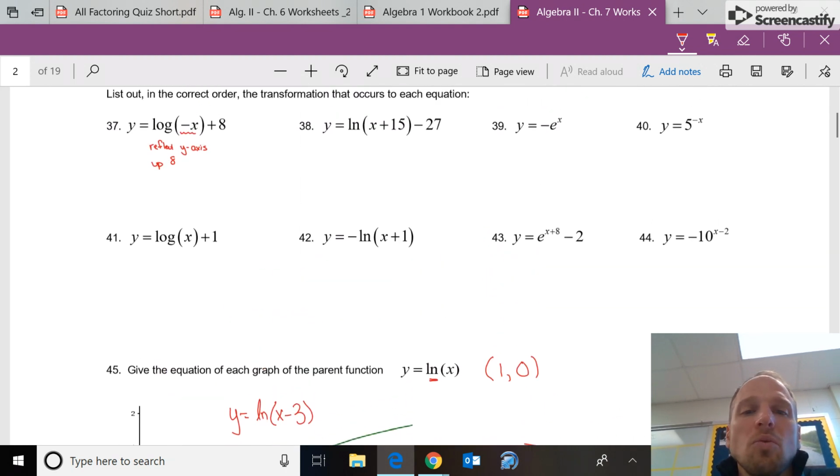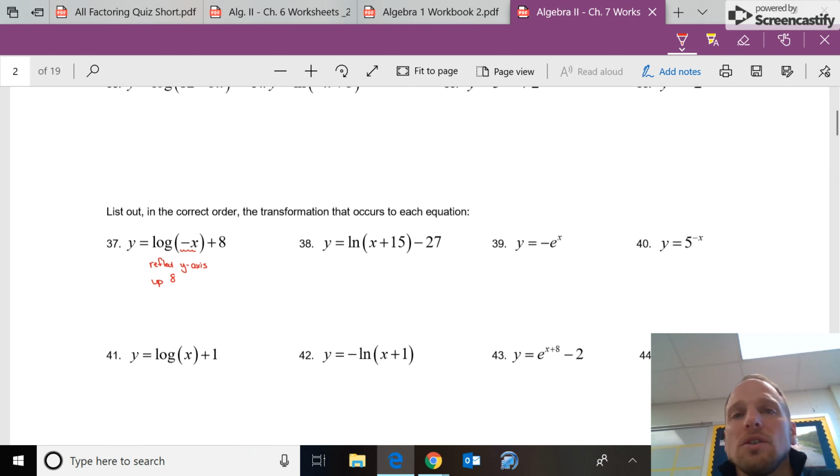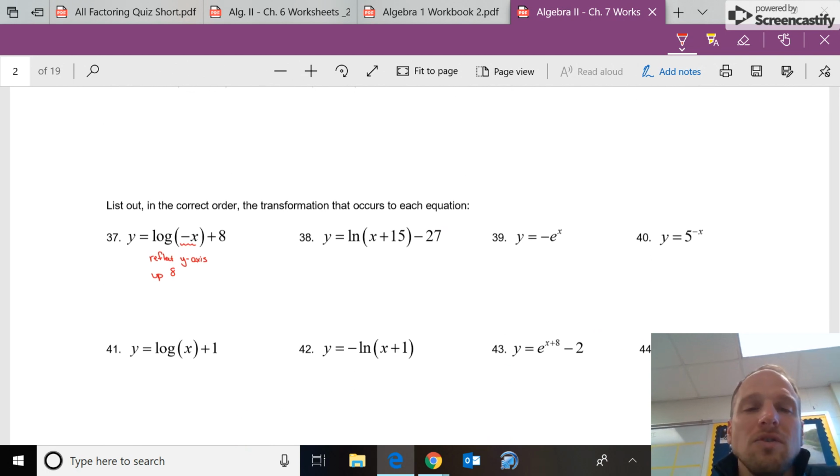All right. So the rest of these, you're just going to have to list out the transformations. We've worked with these before. We've done them a lot.